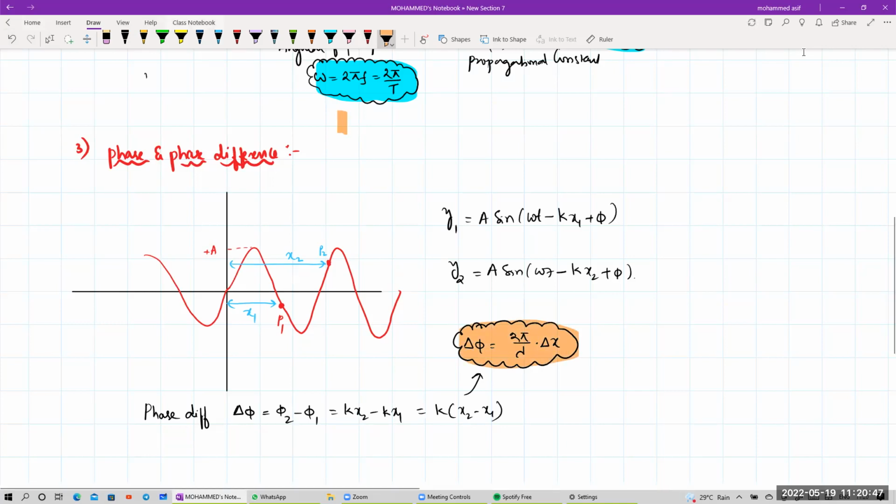What is the delta x here, beta? Delta x is known as the path difference. This k is the propagation constant, and delta phi is known as the phase difference. Clear? Any doubt in this one? No, sir. Sure. Next one.